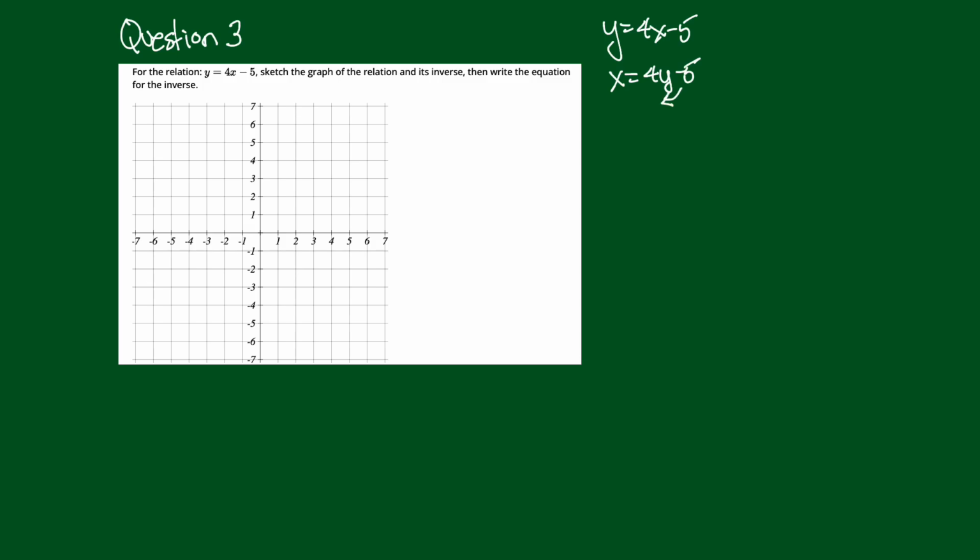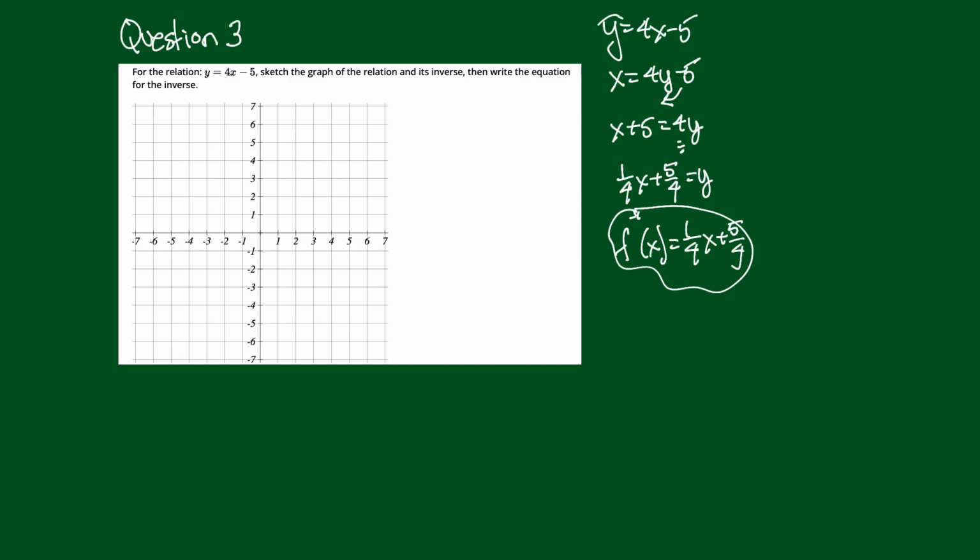Now add 5, because I'm going to solve for y. I'll get x plus 5 equals 4y. Now divide by 4. I'll get 1/4 x plus 5/4. That's equal to y. Right, so here's the inverse. F inverse of x is equal to 1/4 x plus 5/4. Okay, now I've got that function and I've got that function. I'm going to graph them both.